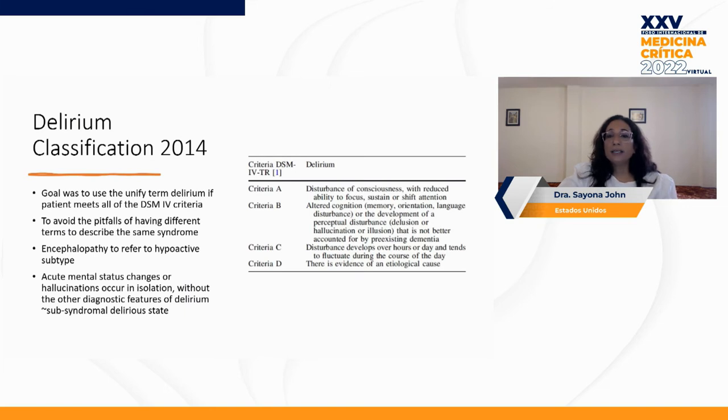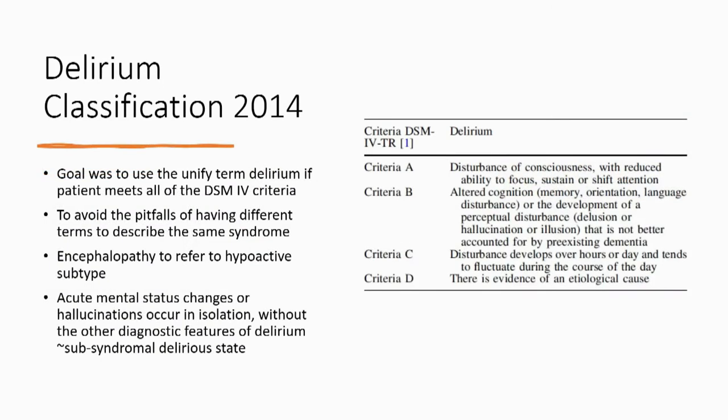And the DSM-5 criteria included a disturbance of consciousness, alteration of cognition, which includes memory, orientation, language disturbance, or perceptual disturbance, and a disturbance that develops over hours or days. And this is very important, because in order to define delirium, it really has to develop over hours or days, and it has to fluctuate. So this criteria was clearly established in 2014. And criteria D is that there is evidence of an etiological cause.